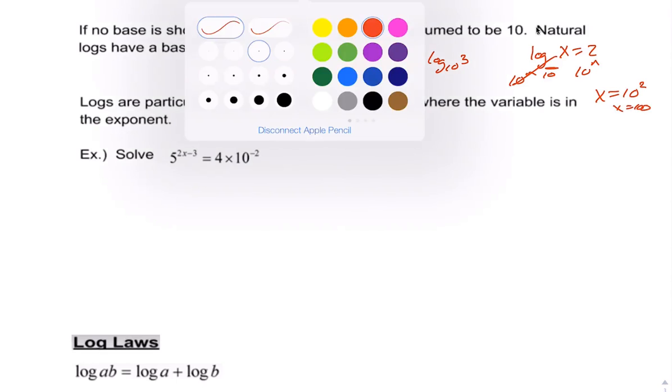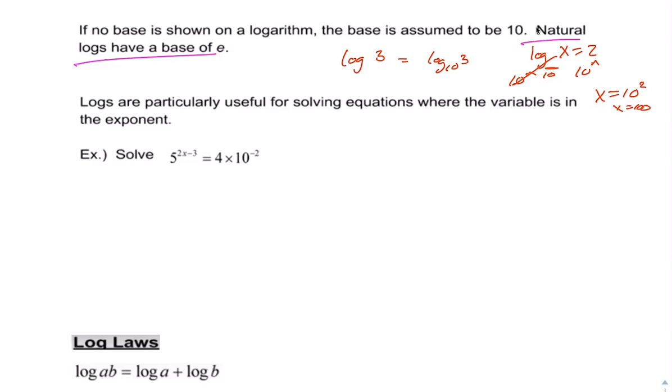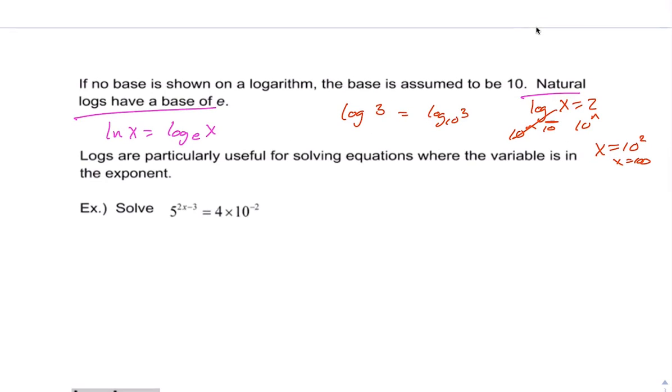Similar for e. Natural logs have a base of e. So if you take natural log, it's the same as saying log base e of x. And that's why natural log and e cancel each other out. So if you get natural log of x equals 4, and you want to solve that, you take e to both sides. You get x equals e to the 4. Likewise, if you have e to the x equals 2 and you want to solve it, you take the natural log of both sides, and you get x equals natural log of 2.